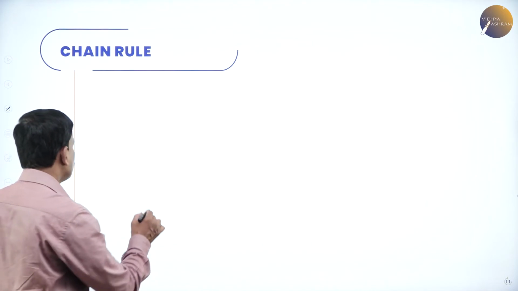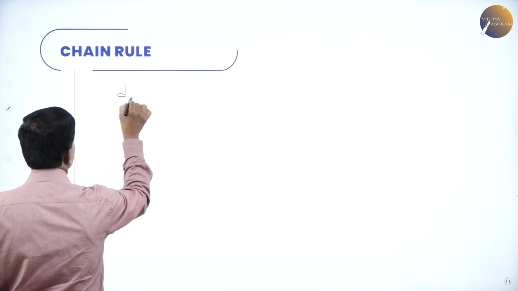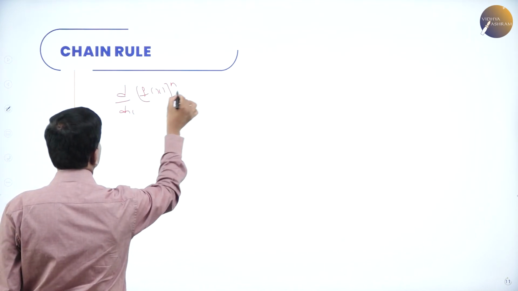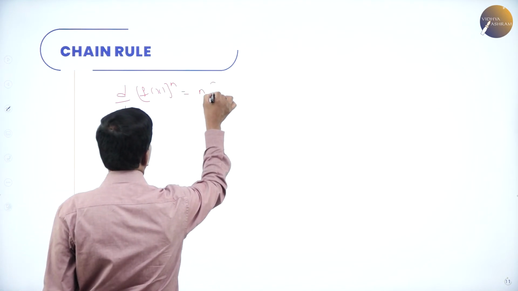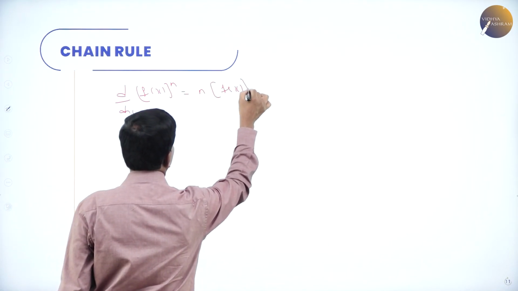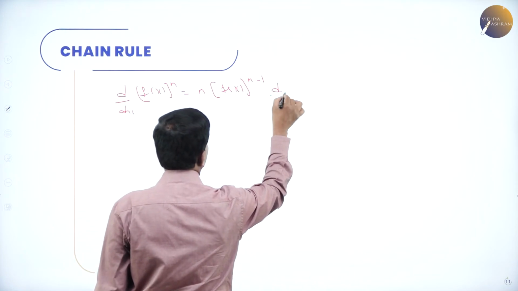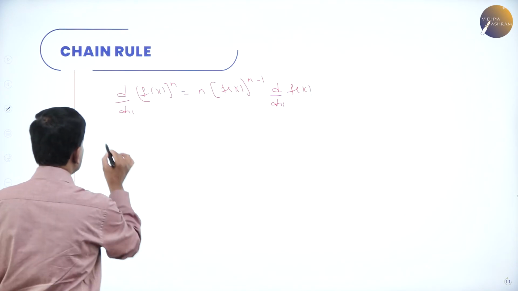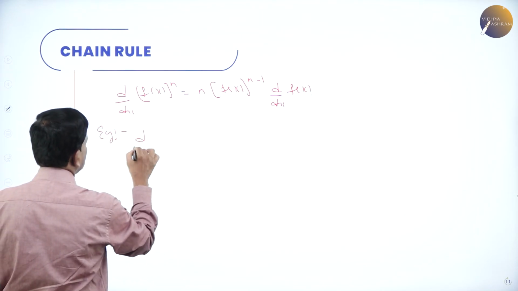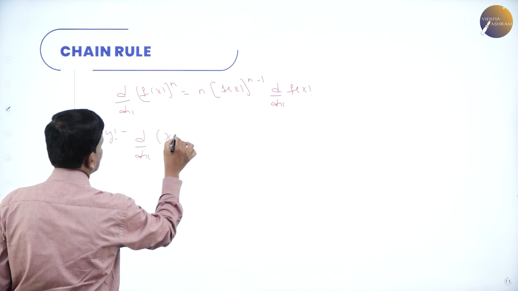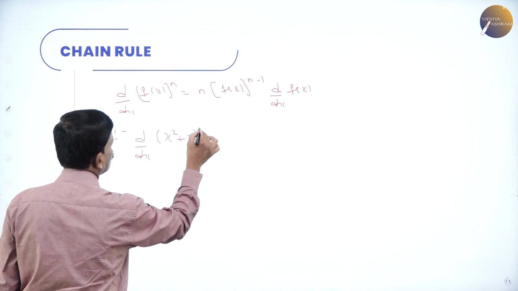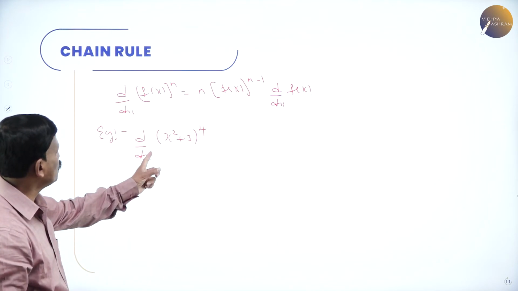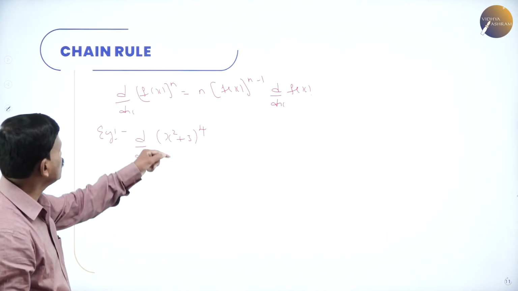Let me take a problem. Now what is the formula? d by dx of f of x to the power of n is always equal to n into f of x to the power of n minus 1 into d by dx of this inside function f of x. Now let us take an example. d by dx of x square plus 3 whole to the power of 4. This is f of x to the power of n. What is f of x? x square plus 3. What is n? n is equal to 4.